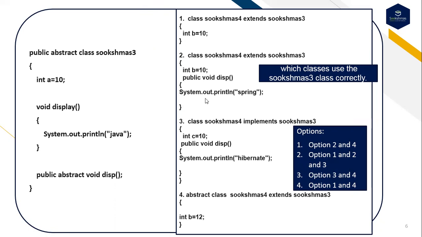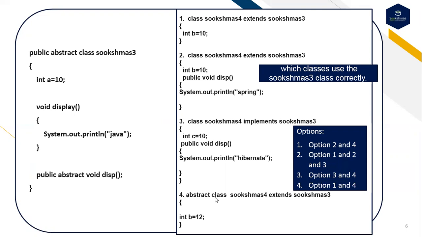And here we have an implementation for the abstract method. The next one is class Sookshmas4 that implements Sookshmas3, and int c is equal to 10. Here also we are providing the implementation for the abstract method.